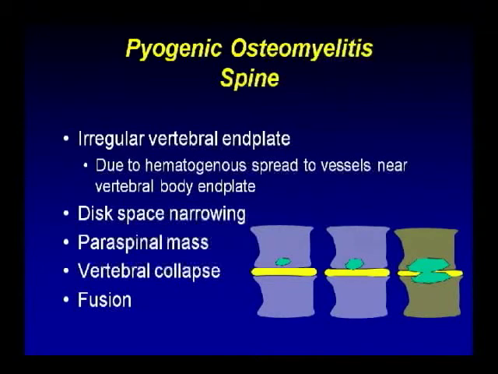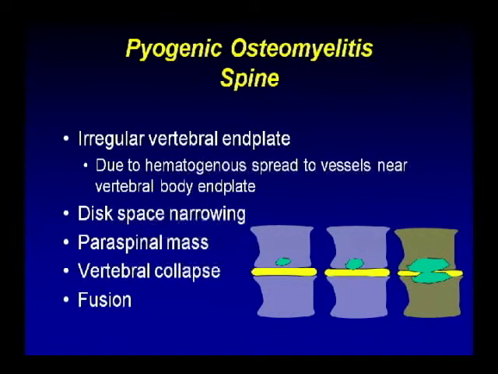So in the early stage of pyogenic osteomyelitis of the spine, you see irregularities of the end plate. That's due to the infection usually having a focus beneath the end plate. So you have hematogenous spread, and then you have this focus of infection. And as the infection is getting worse, it's eroding the end plate. This is what you see here.